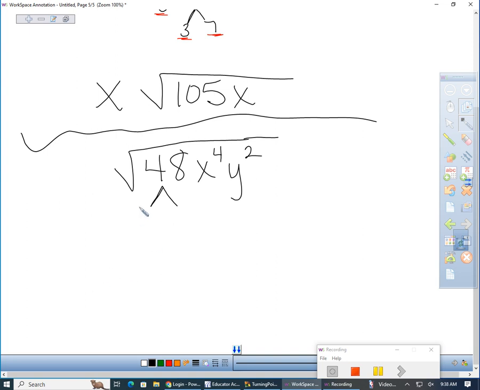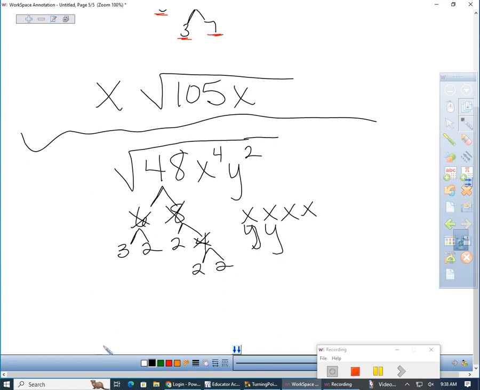48 can break down into 6 and 8, right? Well, both of those can break down. 6 can break down into 3 times 2. Cross out my 6. 8 can break down into 2 and 4. Cross out my 8. And 4 can break down into 2 and 2. All right. My x's, I have 4 x's, and I have 2 y's. Whoops, that's a y and a y.